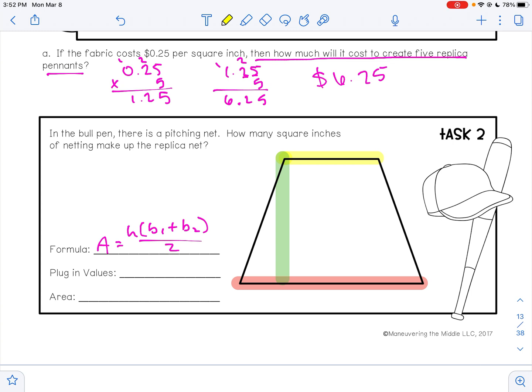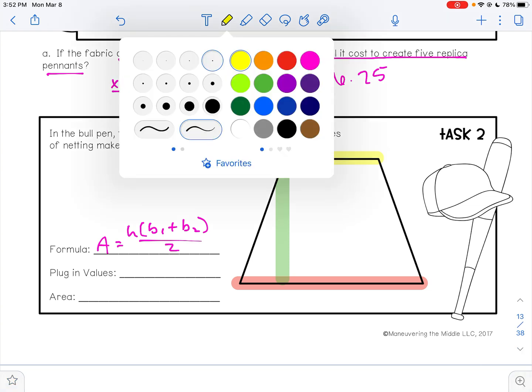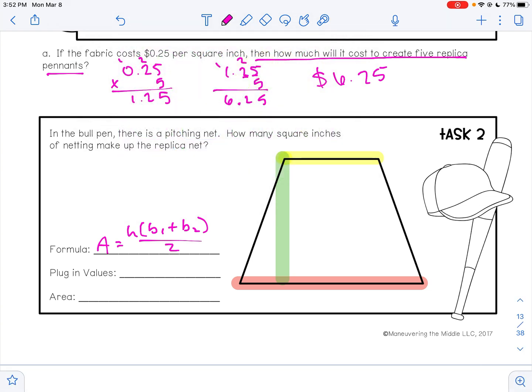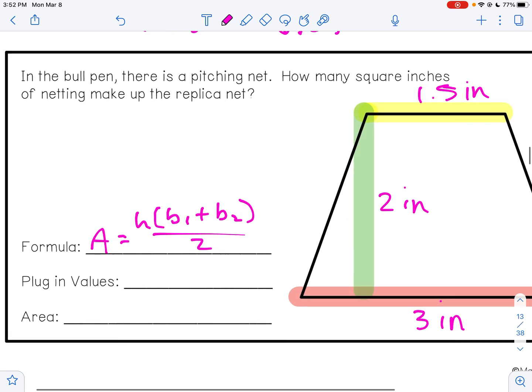Base 1, after measuring, was 1.5 inches. The height was 2 inches, and base number 2 was 3 inches. So now let's go ahead and plug in our values. So I'm going to zoom in just a little bit.